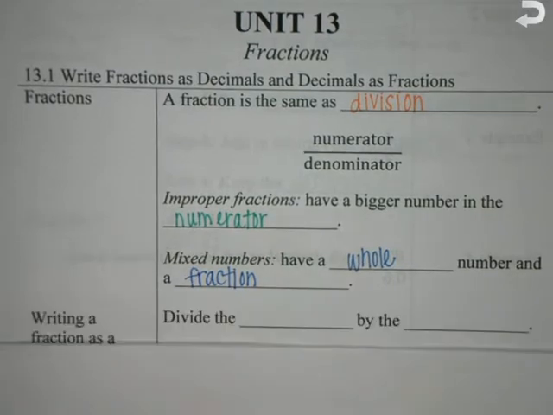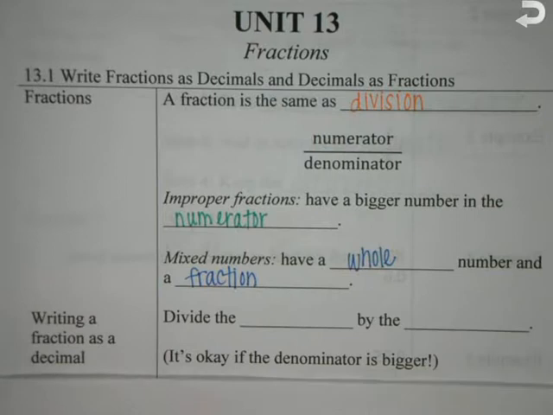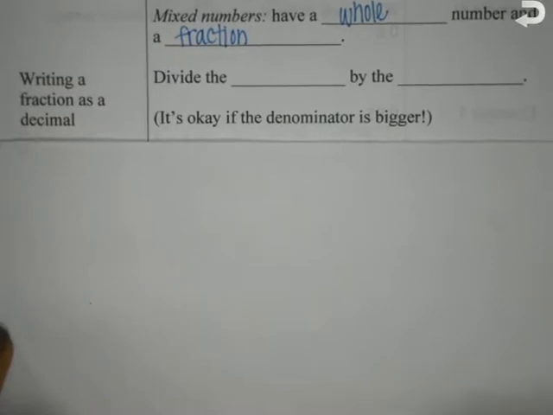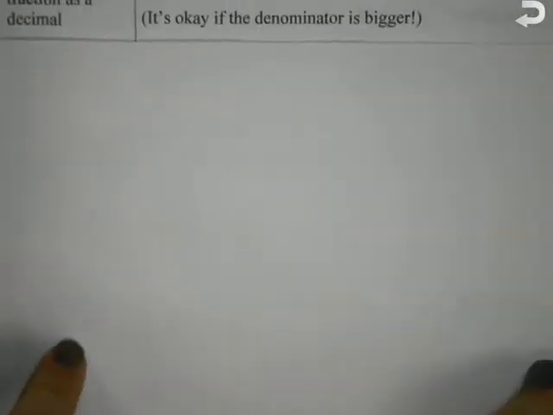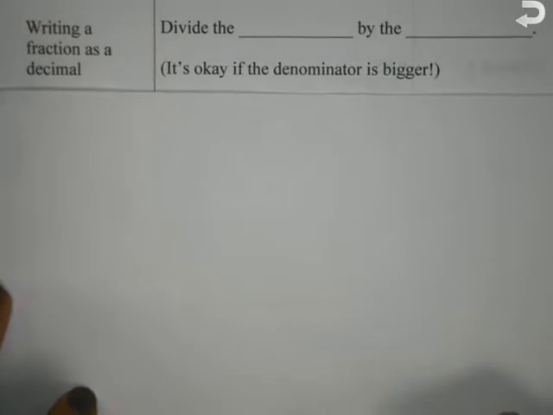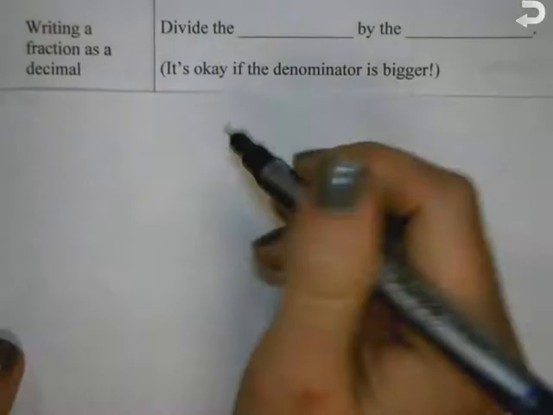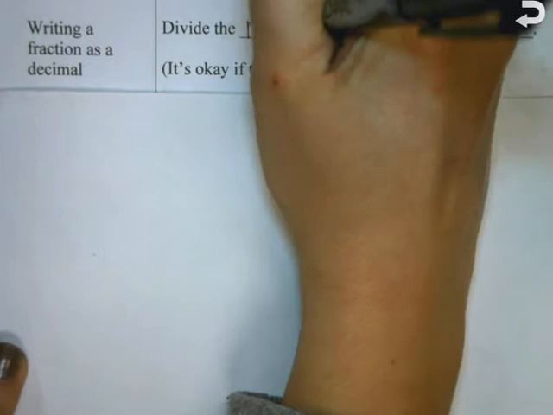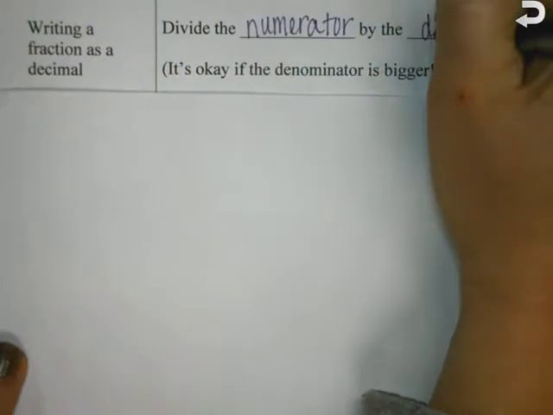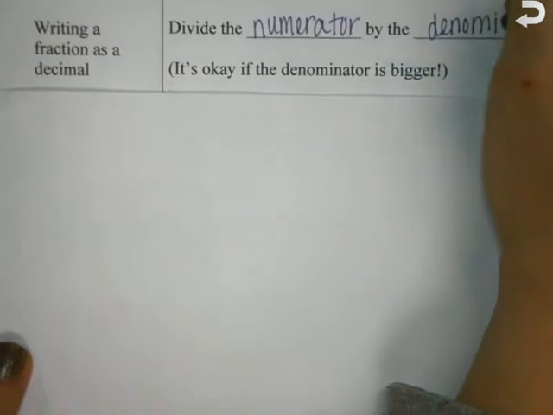So, how do I write a fraction as a decimal? When I have a fraction, we are actually dividing the numerator by the denominator. So what we need to do is we need to divide the numerator by the denominator. So how many times does the denominator go into the numerator?